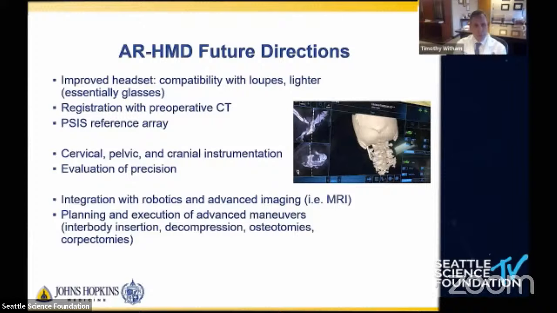There will be improvements over time. I think having more companies join the market is a good thing. We want competitors. We want to push the field forward and make it better. But doing things like osteotomies, deformity correction, tumor resections, navigating interbodies, doing corpectomies, these are the things that I think are going to occur in the future and really differentiate this technology and I think make it worth considering for surgeons who want to potentially adopt this.